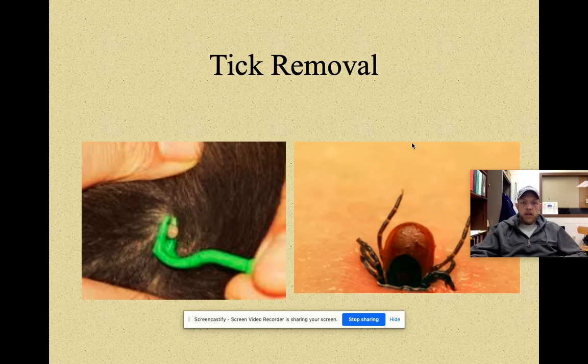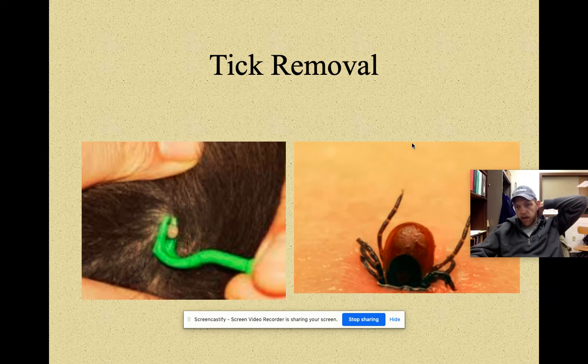When it comes to tick removal, like we said, we want to use caution when removing them. Ticks will regenerate their body. So if the tick is lodged beneath the skin and you pull, you might remove the legs, you might remove the body segment, you may not have the head. So you always want to make sure you have the head out.